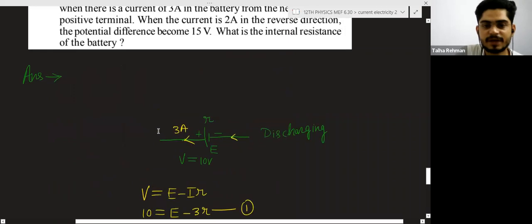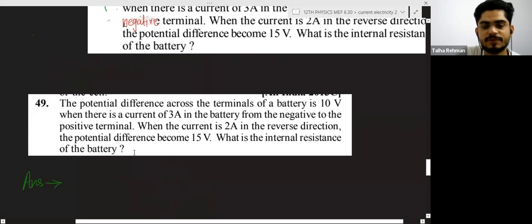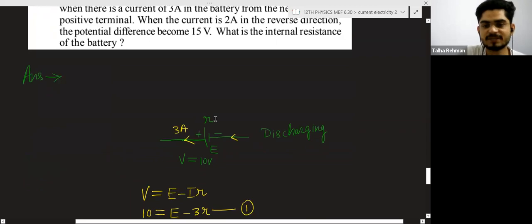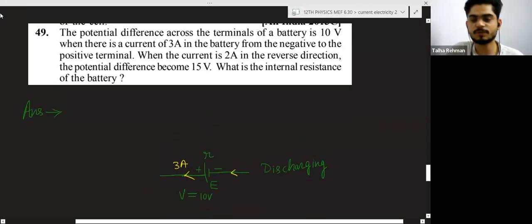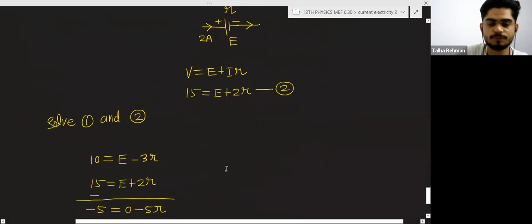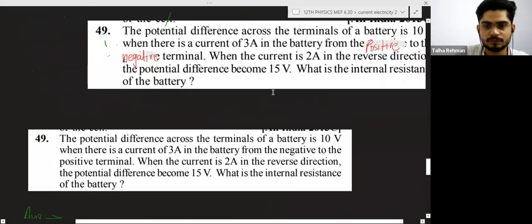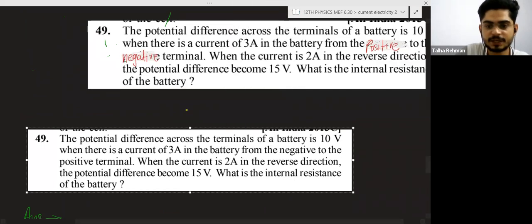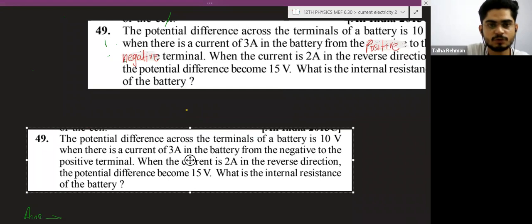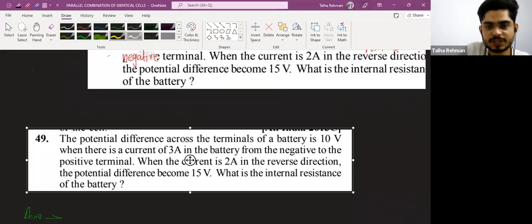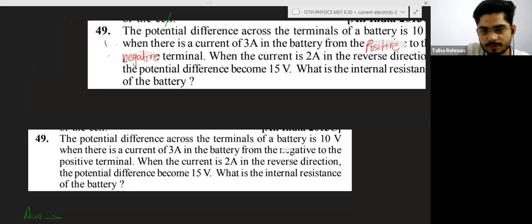You can see here they are asking what is the internal resistance of the battery. So internal resistance means small r is the internal resistance, and the internal resistance of the battery is 1 ohm. Okay. And please remember that here this is not the negative, this is the wrong question given. So you can change it. Here you have to write positive, here you have to write negative. Then this question will be okay.